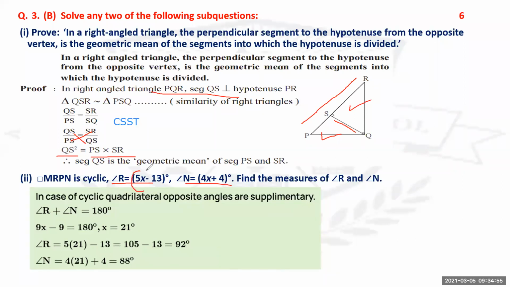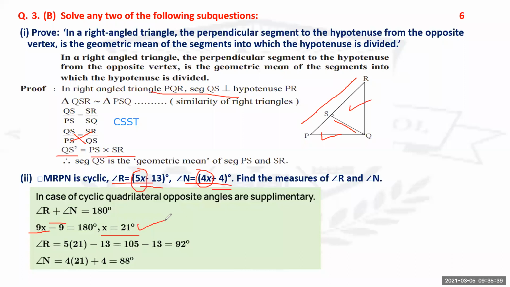So 5x plus 4x will give you 9x. Is this clear? And after that, check minus 13 plus 4. So what is minus 13 plus 4? It's minus 9, because the greater number is minus 13 with the negative sign. So you'll get 9x minus 9 equals 180 degrees. Once you solve that, you get the value of x as 21.